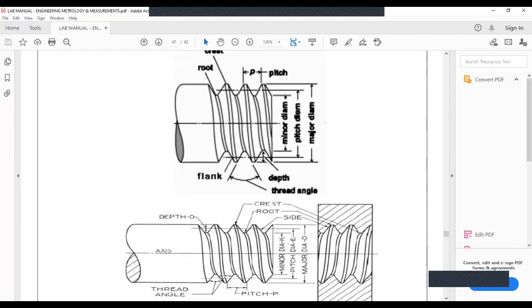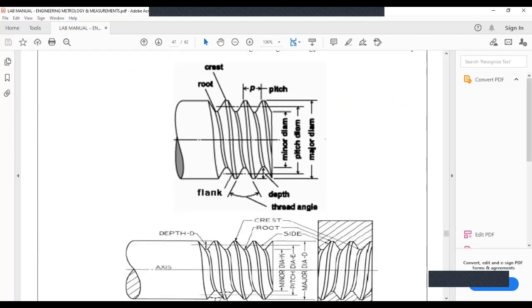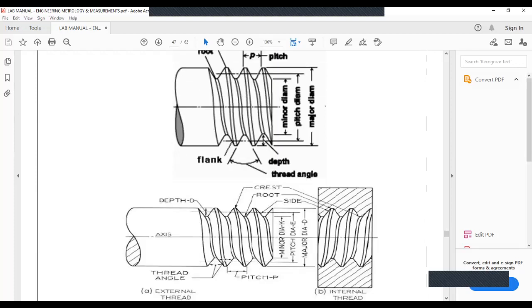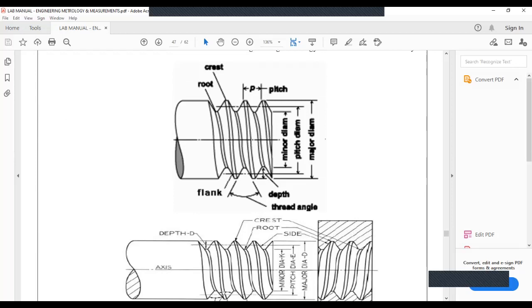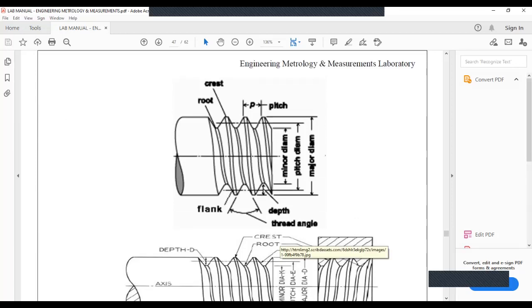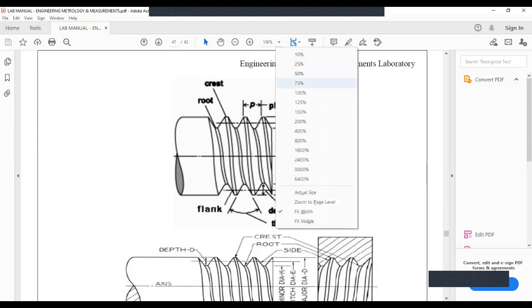Now within this particular figure, if you observe, at the first we have the external screw thread, and the figure below shows the component with the external threads and internal threads. So in this way a screw thread exists, and we are going to look at some of the parts of the particular screw thread. So what are the parts we are going to see now?